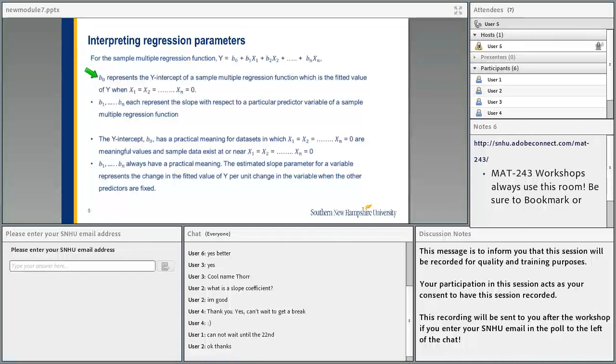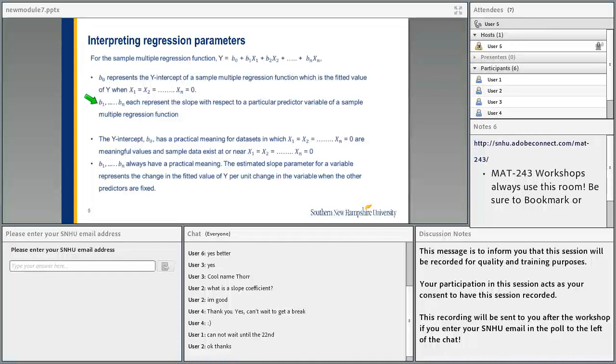So B0 represents the y-intercept of a sample multiple regression function, which is the fitted value of y when x1 equals x2 up to xn equals 0. So when you don't have any values for x, all the x's, the y-intercept is the B0. Y-intercept is the value on the y-axis where the regression line meets the y-axis. That's your y-intercept. So that's B0.